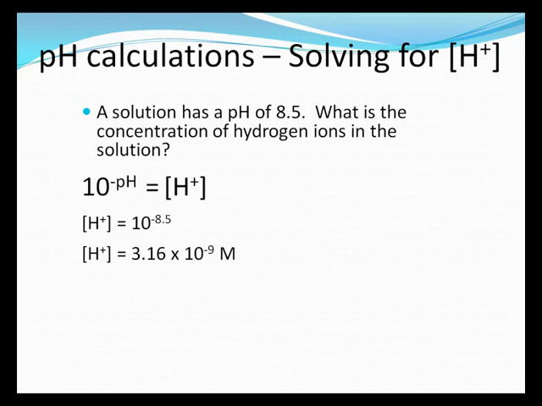Ten to the negative pH is equal to H+. 10 to the negative 8.5 gives me a value of 3.16 times 10 to the negative 9 moles per liter. So that is going the other way.